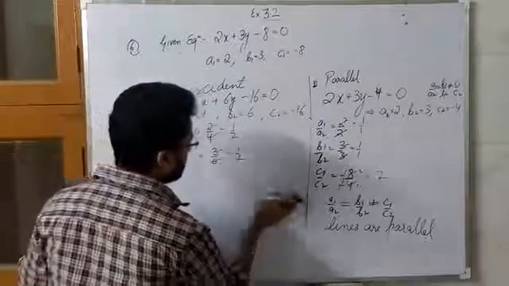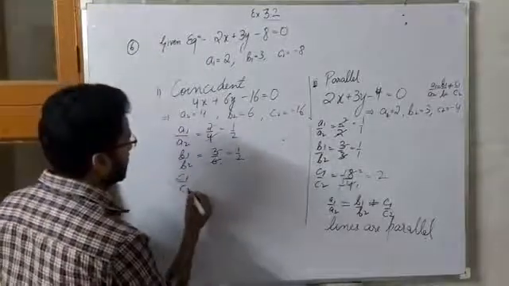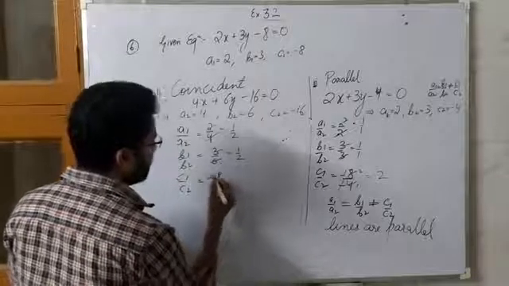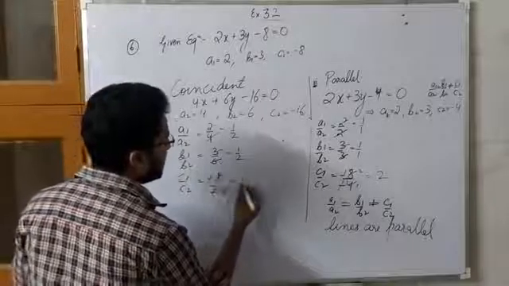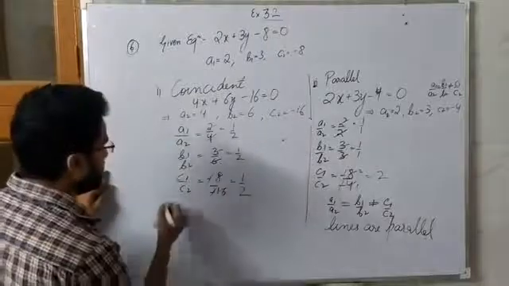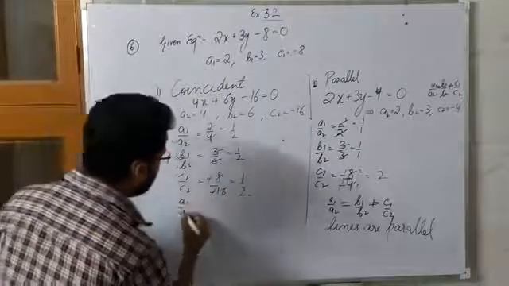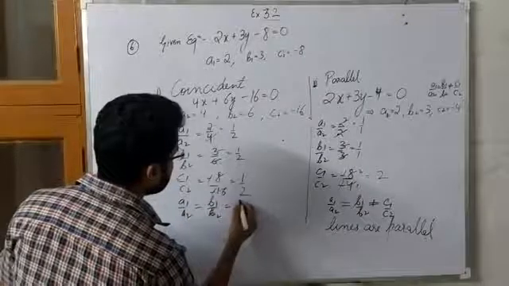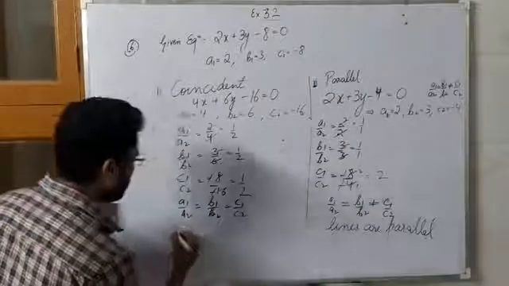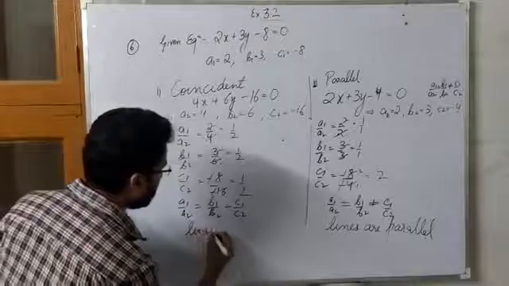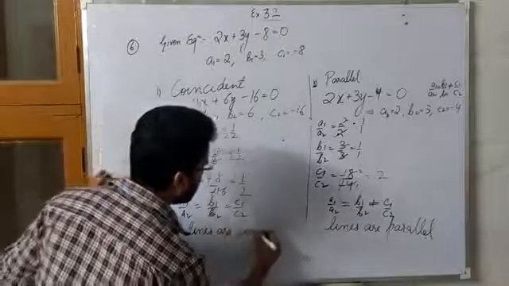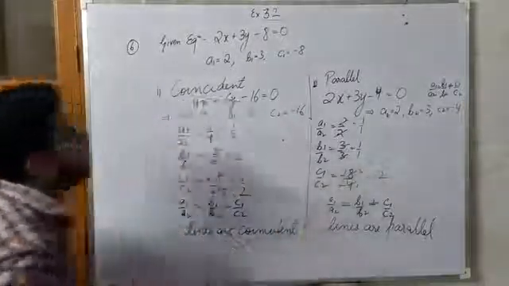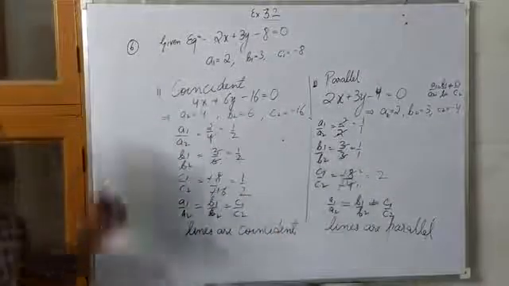And when you will find C1 upon C2, it shall be minus 8 upon minus 16. Minus से minus cancel, 8 1 जा 8, 8 2 जा 16. So you will write since A1 upon A2 is equals to B1 upon B2 equals to C1 upon C2. Therefore lines are coincident. Right?